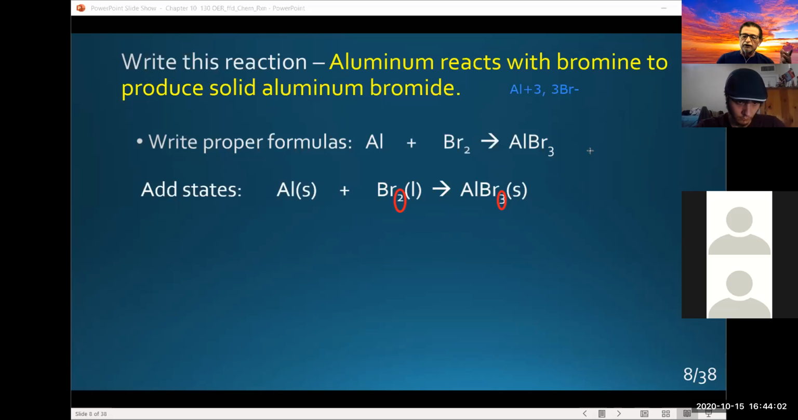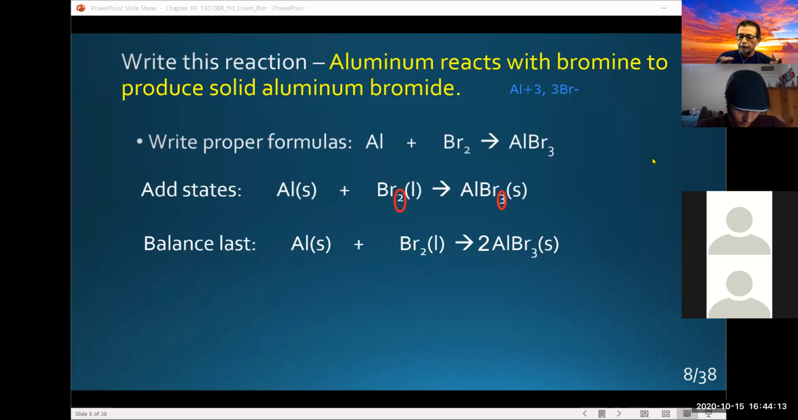And sure enough, if I put a 2 in front of aluminum bromide and a 3 in front of bromine, I have my bromines balanced. So I put a 2 there, I got 3 bromines on the right side and 3 on the left side. Now, by putting the 2 in front of aluminum bromide, I've upped my number for aluminum, so I've got to balance aluminum now, and it's a simple matter of putting a 2 in front of aluminum. And so now my ratio is 2 aluminum per 3 bromines, okay? So let me ask you a question.